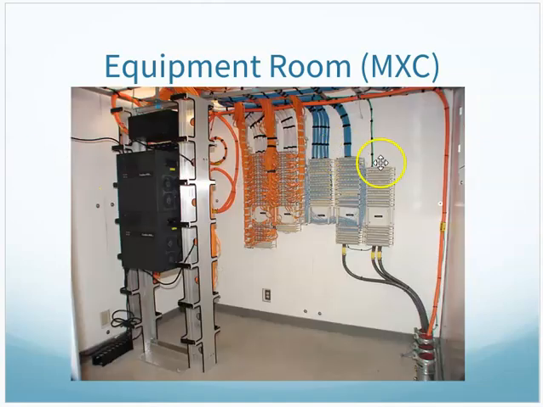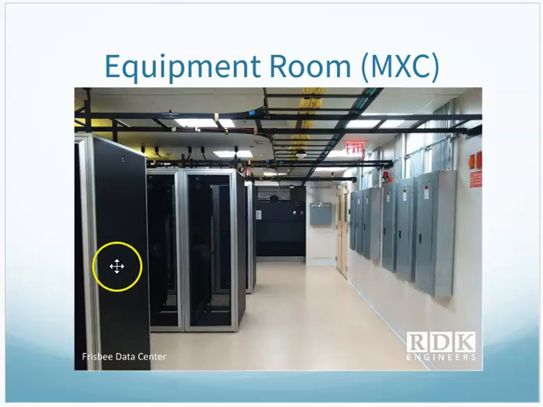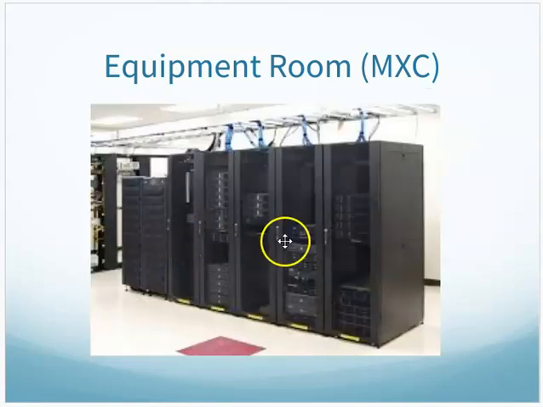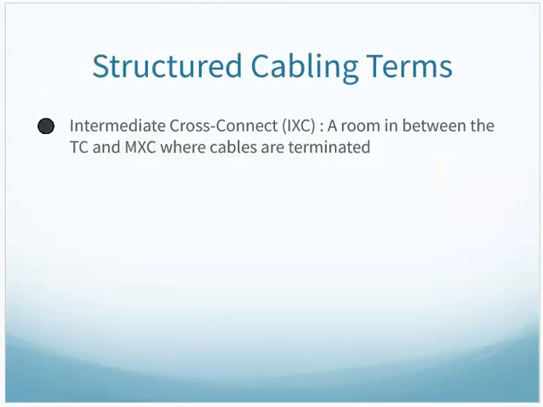I might have some phone equipment. Now, some of this is kind of getting old school here, but I might have some phone equipment with some large chassis switches. I might even have rows of cabinets that I have servers in. Here's another one that's rows of servers. So this would be my main equipment room for my facility. Old term is your main cross connect. Intermediate cross connect.